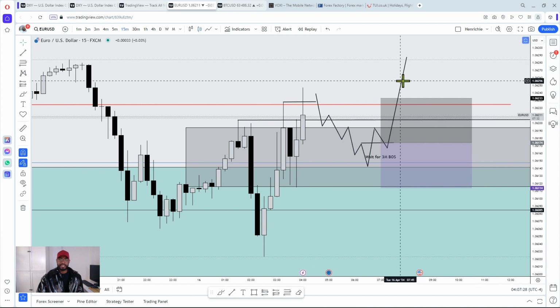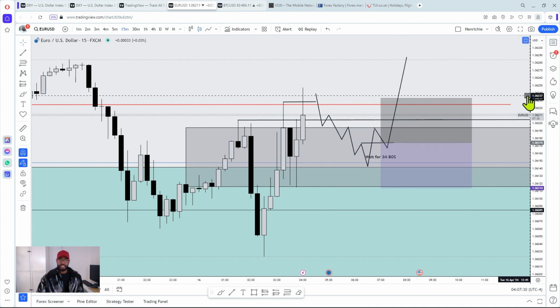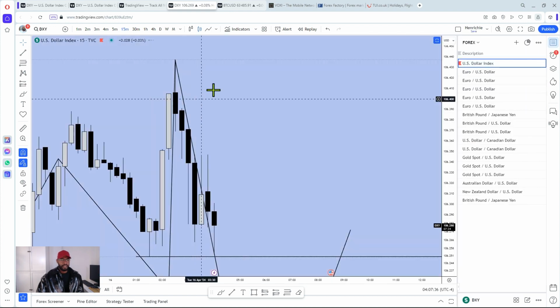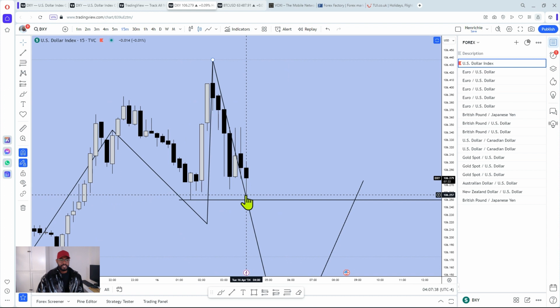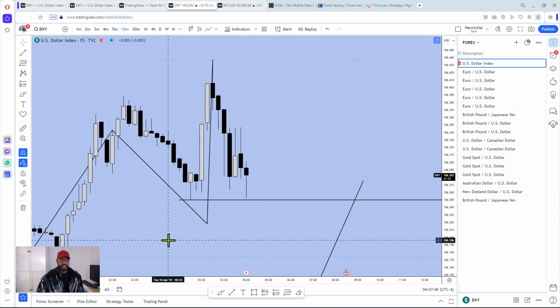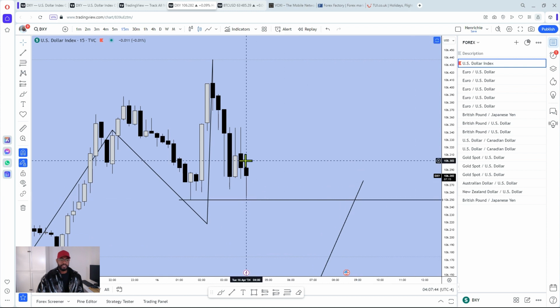We're gonna look at the dollar as well to see what the dollar is doing. So for the dollar, as you can see, we've not broken structure yet. Price came very close to the low, failed to break it, and we're seeing rejection. So I'm just gonna be on the sidelines for now.